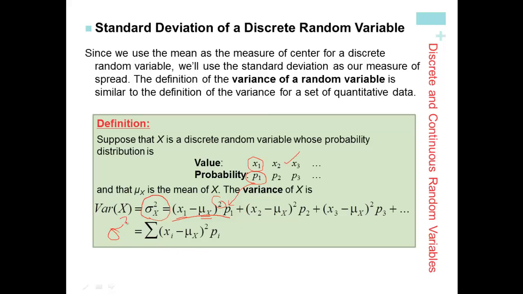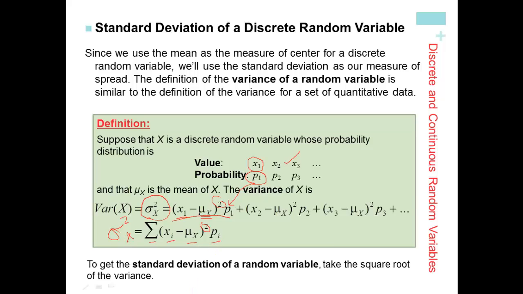So in short notation, the variance will equal the sum of all the individual outcomes minus the mean of the random variable squared times each of those probabilities. To get the standard deviation of a random variable, then it's simple. We just take the square root of the variance like we did earlier.